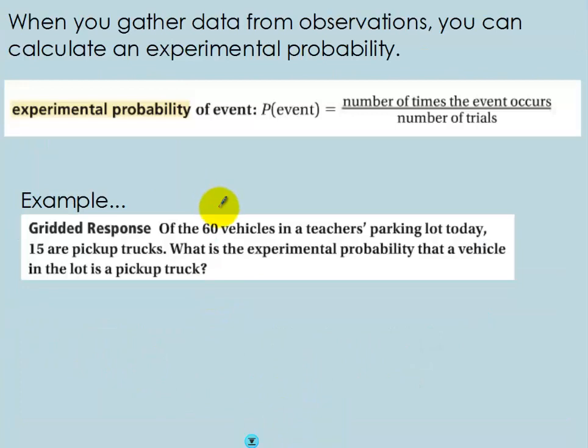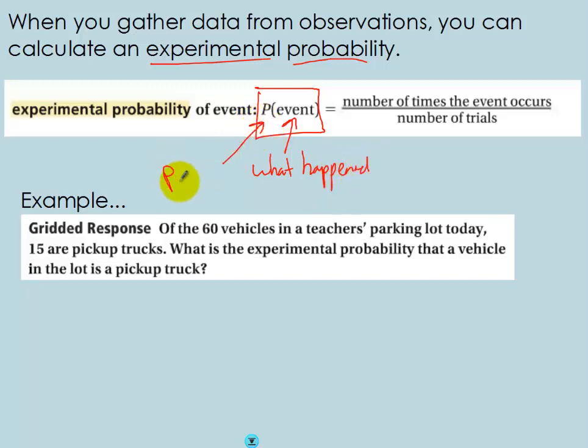So let's talk some vocabulary words. When you gather data from observations, you can calculate something called an experimental probability. So this is the probability just from the results you got. We have this notation, P parentheses. P stands for probability, and in parentheses is the event, what happened. So it equals the number of times an event occurs divided by the number of trials. So the number of times it happened divided by how many times you did it.